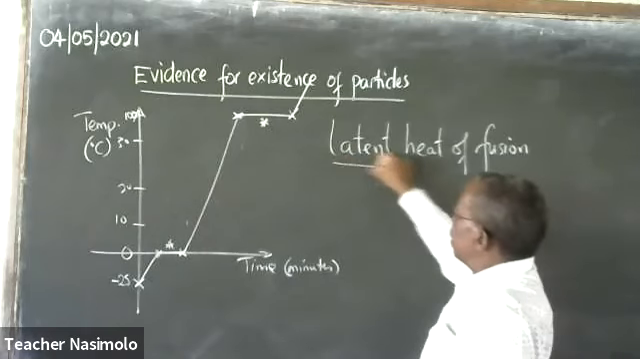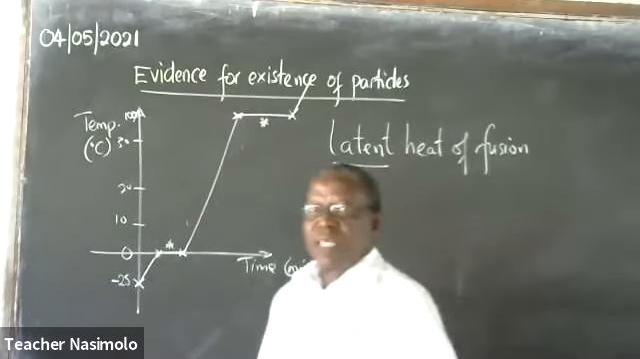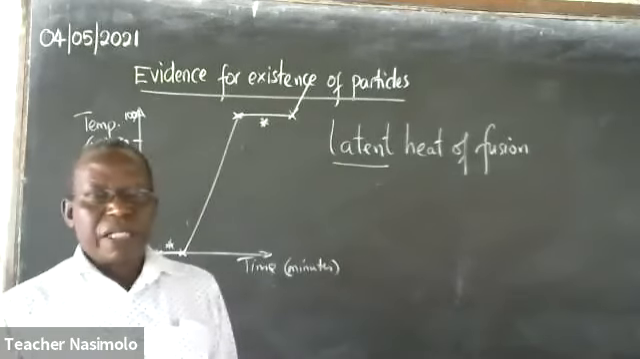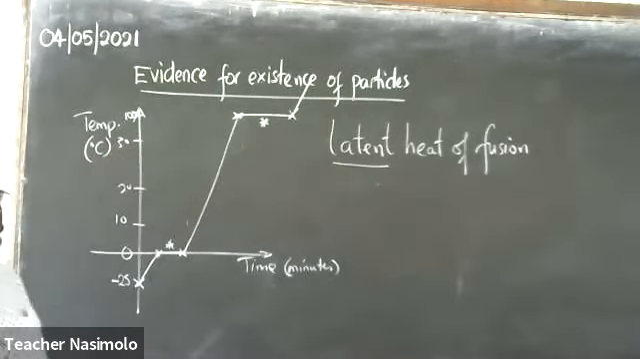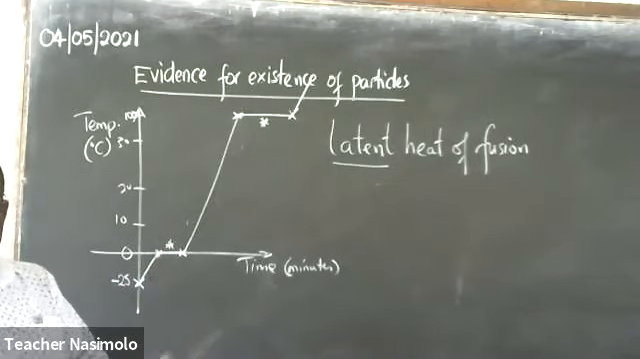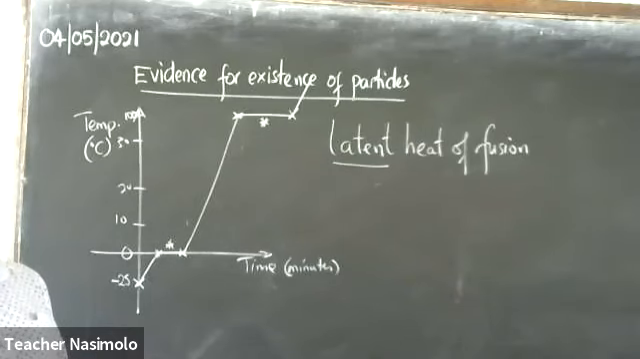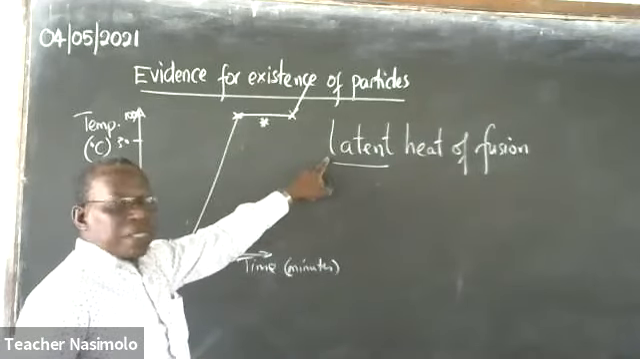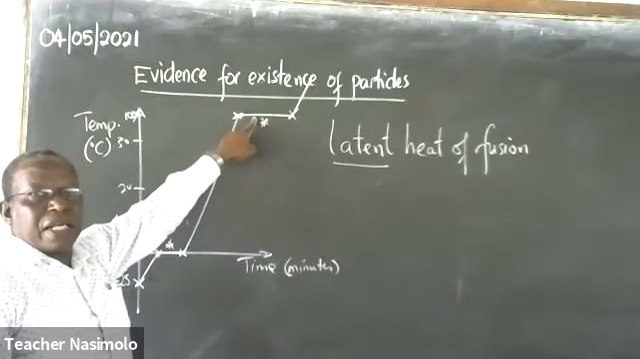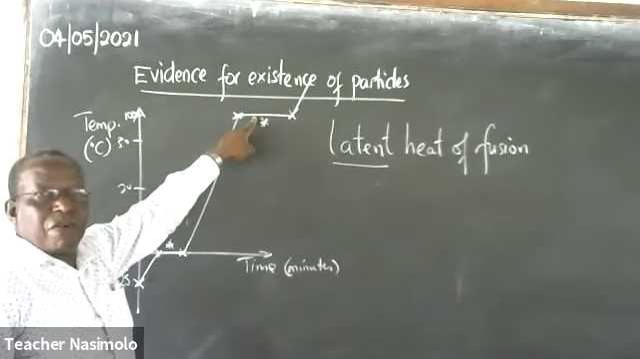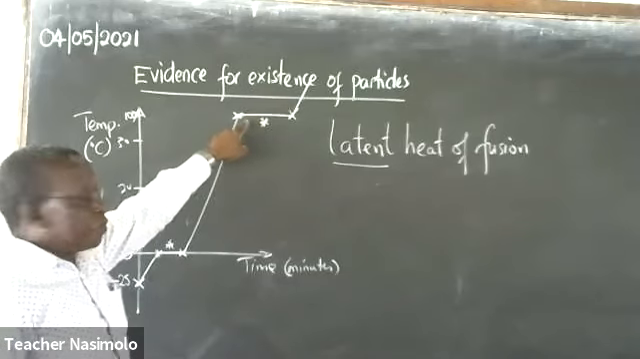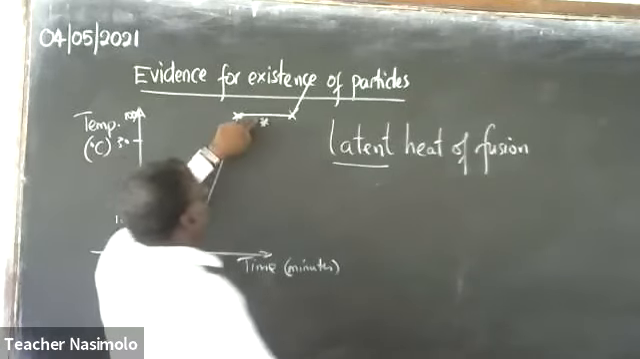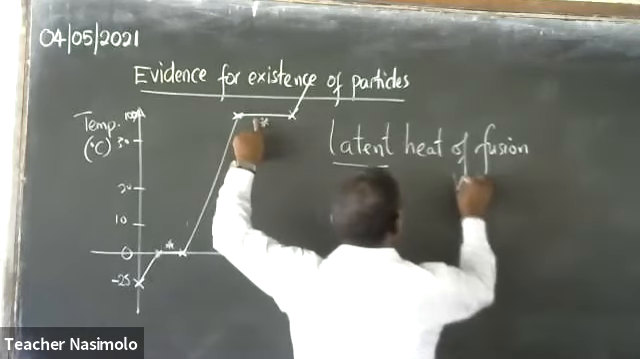Now, the word latent is the Latin one, which means hidden. Okay. So we are talking of the heat which we are adding to the substance, but we don't know what it is doing. It is not raising the temperature of the substance, so as if it is just hidden somewhere. So that's why we call it the latent heat of fusion. Then at this point here, we call it the latent heat of vaporization. So this is latent heat of fusion, that one is latent heat of vaporization.